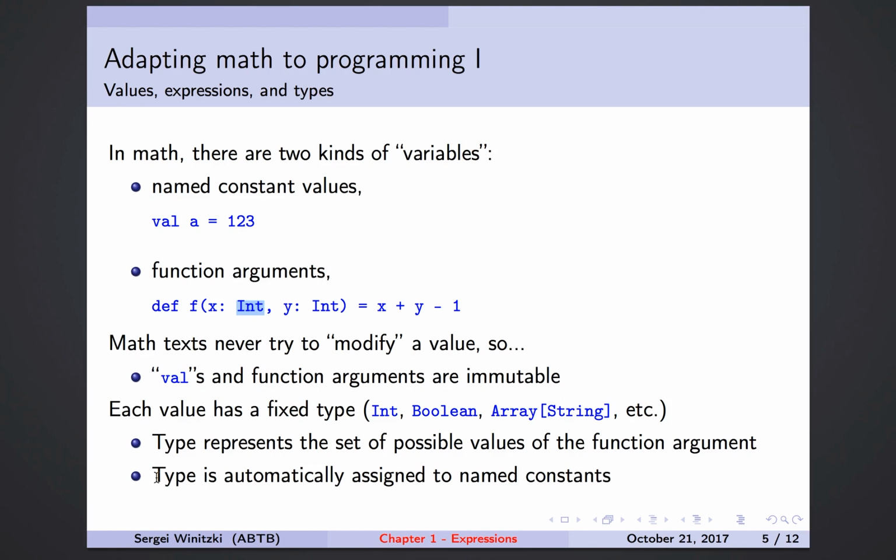And as I said, type is automatically assigned to named constants when you say val. So you don't need to say the type name, but you can in case you're not sure. In some cases, types are complicated, and then it helps to write down the type, and then you can catch some errors early. These are example types: integer, boolean, array of strings. There are many types. The type system of Scala is very flexible, and we will be seeing more types.